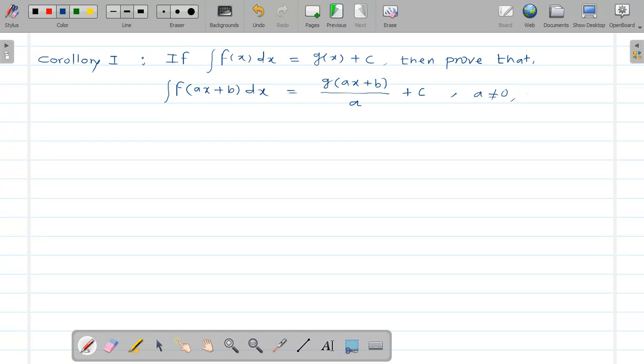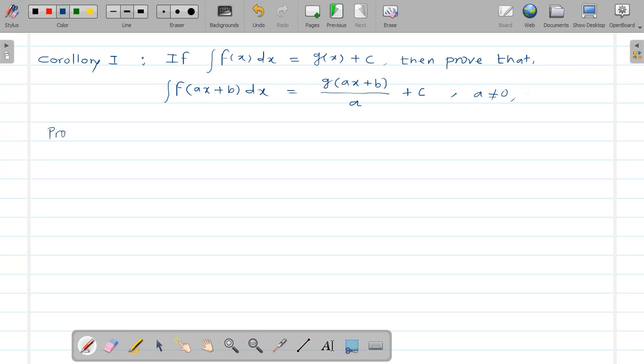Here, what is your observation? In place of x, there is a term ax plus b, where a and b are constants. Then how will you get the integration? It will be g of ax plus b upon a. What is the meaning of a? a is the derivative of ax plus b. So we have to divide g of ax plus b by a, where a is the derivative of ax plus b. Now by the method of substitution, how will you prove this?